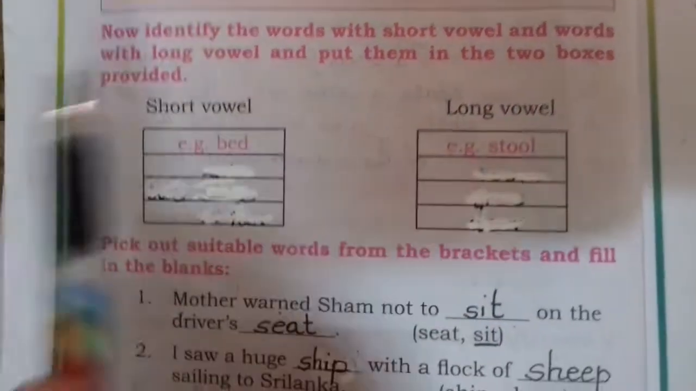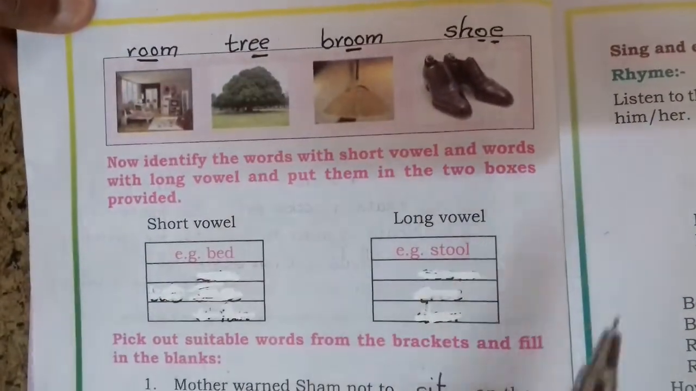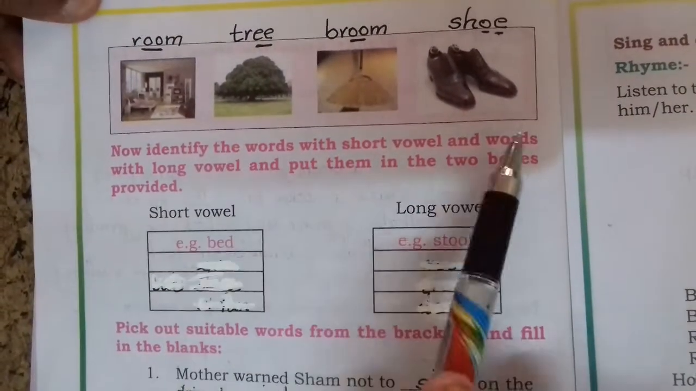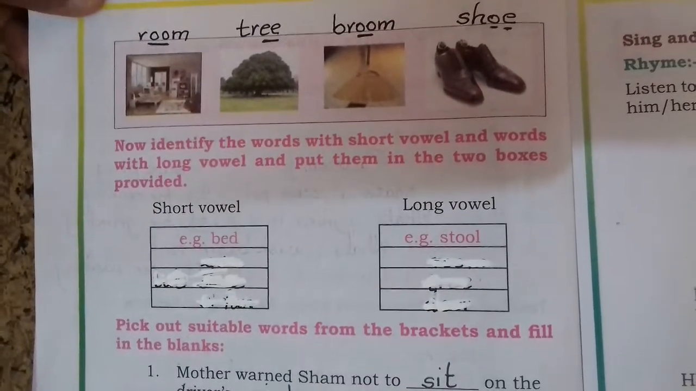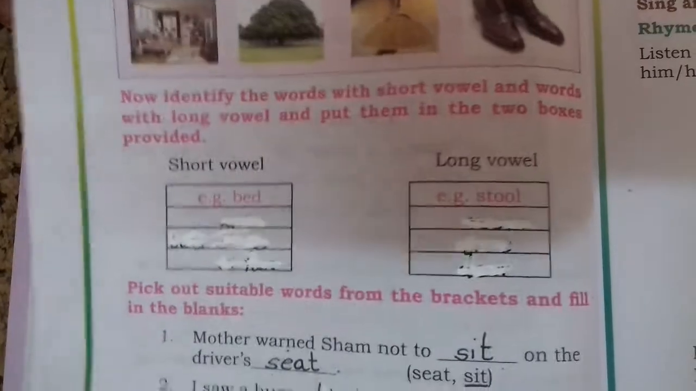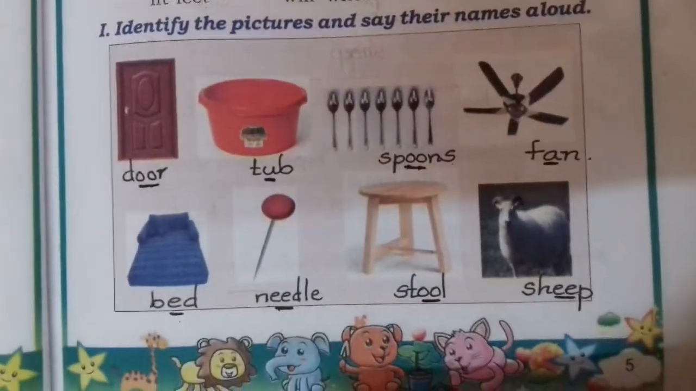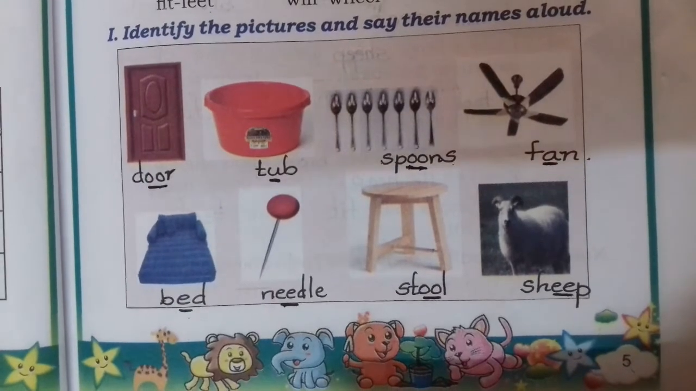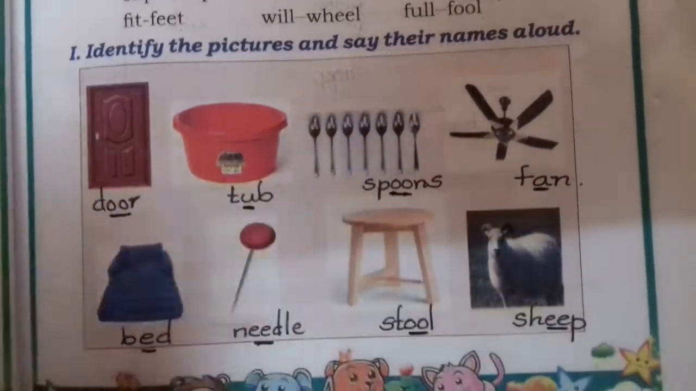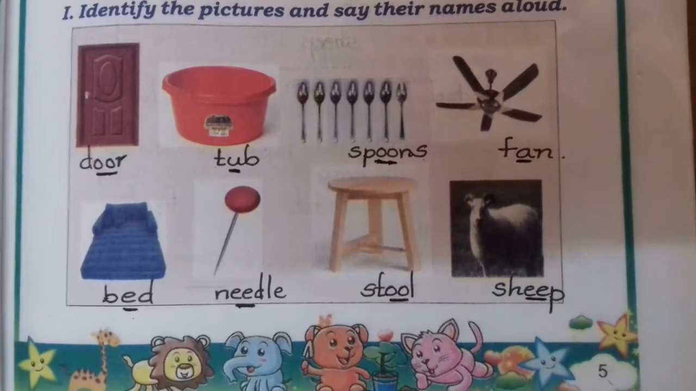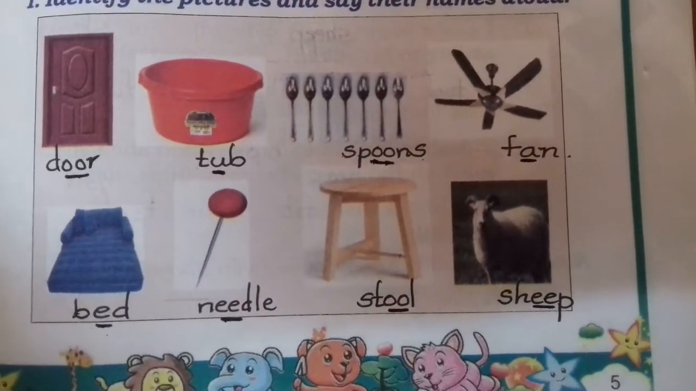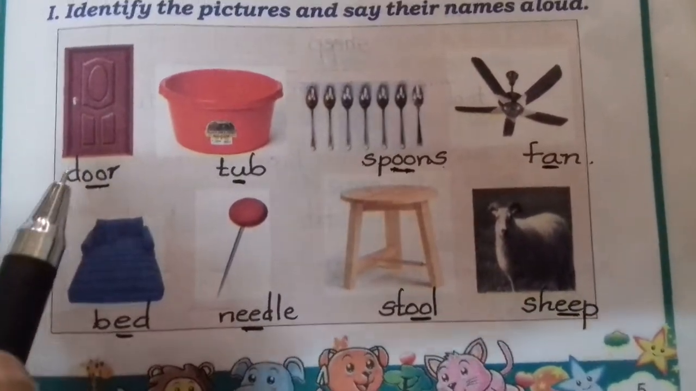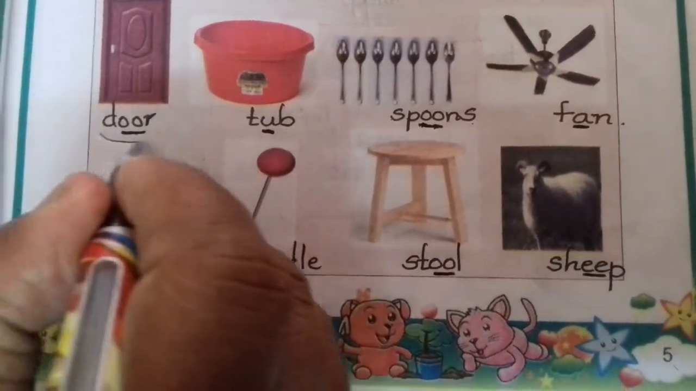Now what you do is first underline the vowels. Once you underline the vowels, take a pen or a pencil, turn with me to page number 5, and if you find two vowels, circle that word. If it's a short vowel, tick the word. Again I am telling you, if you find a long vowel, circle the word.